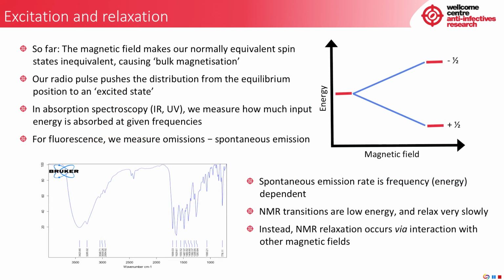So, to recap, the magnetic field makes our spin states inequivalent, causing bulk magnetization. We then push this from equilibrium with a radio frequency pulse to an excited state.